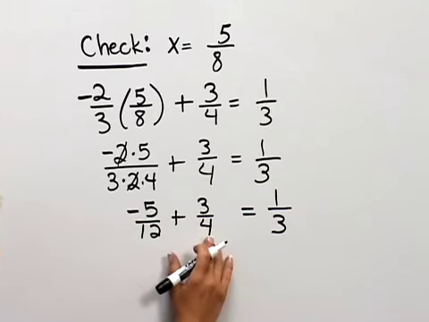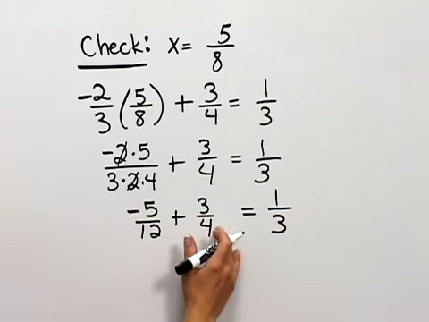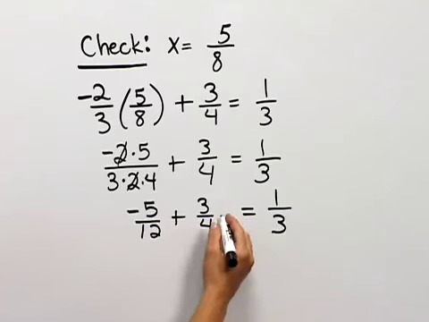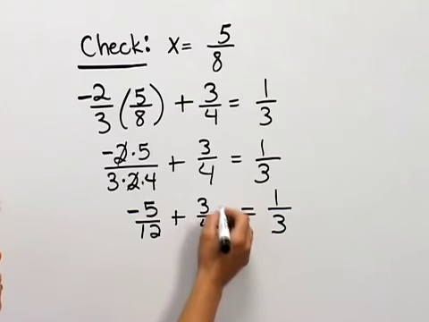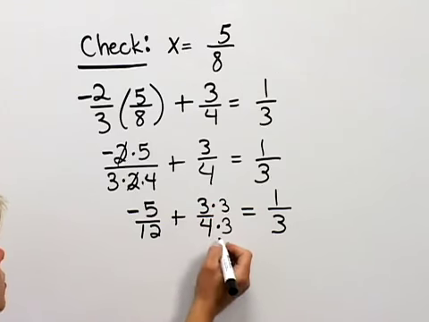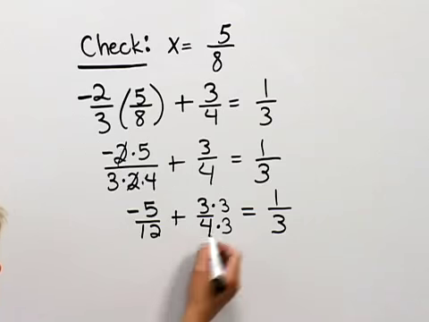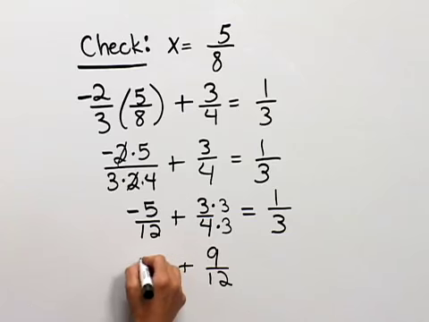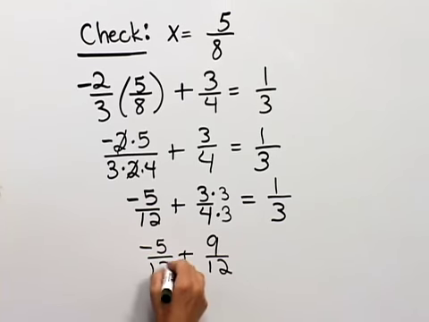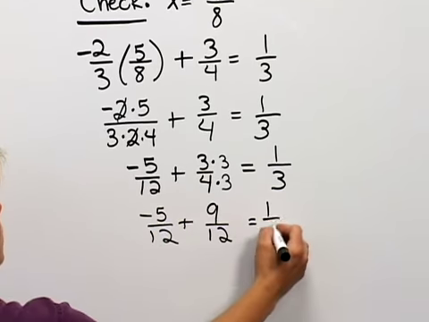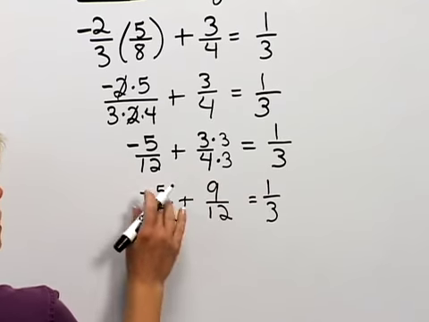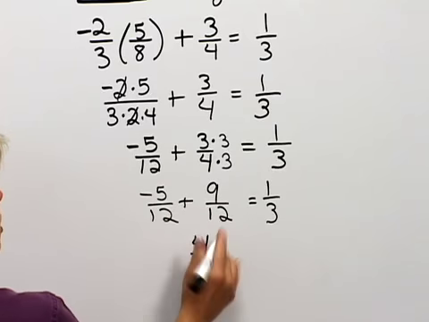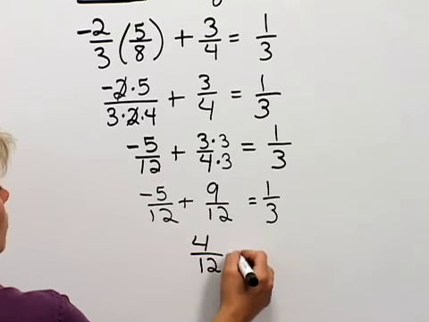Our common denominator is 12, so we need to multiply this 4 by 3 to build it up to a 12. If we multiply the 4 by 3, we better multiply the numerator of that same fraction by 3. So this turns into 9/12. We're adding that to our negative 5/12, and it needs to come out to 1/3. Negative 5 plus 9 is 4. Our denominator stays the same, which is 12.